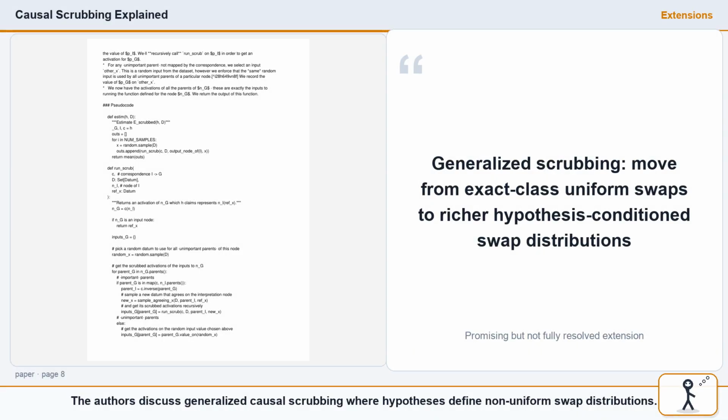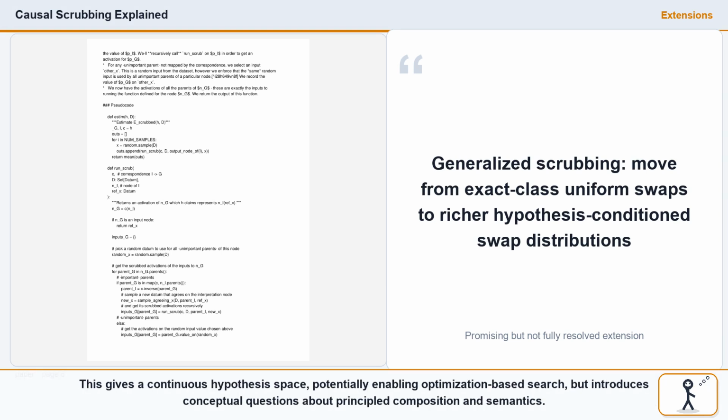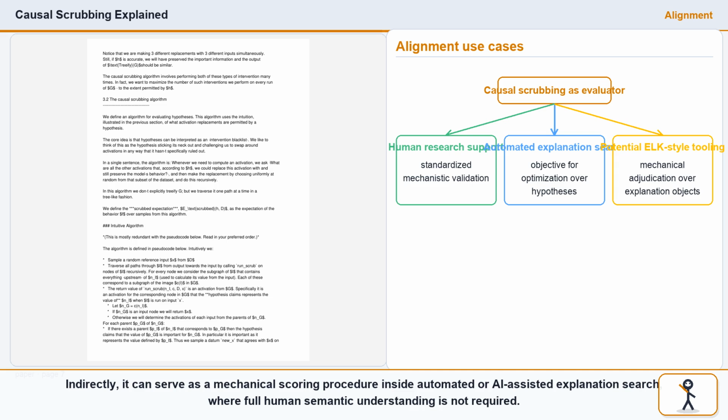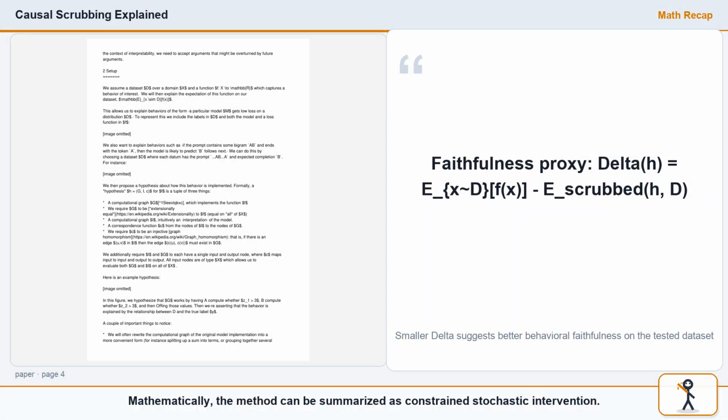The authors discuss generalized causal scrubbing, where hypotheses define non-uniform swap distributions. This gives a continuous hypothesis space, potentially enabling optimization-based search, but introduces conceptual questions about principled composition and semantics. Alignment relevance is twofold. Directly, it strengthens evaluation of human-proposed mechanistic interpretations. Indirectly, it can serve as a mechanical scoring procedure inside automated or AI-assisted explanation search, where full human semantic understanding is not required.